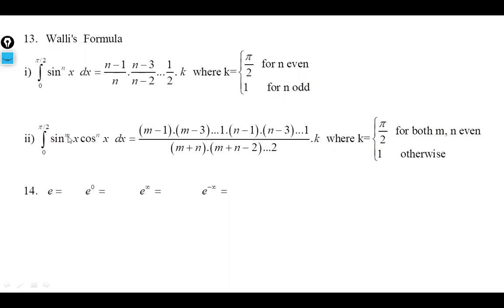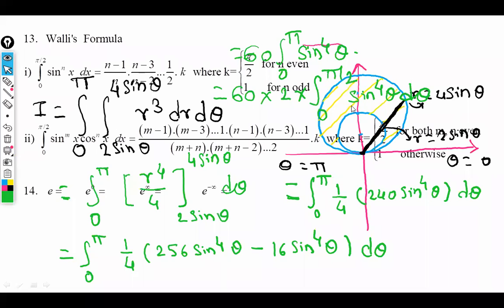This formula will also be required later on in one of the examples. So this is the Wallis formula, which we can use to evaluate the integral of trigonometric power functions of sine and cosine over the range 0 to pi by 2. Any doubt? Can you show it for sine raised to 4 x? Yes, I'm going to come to that part.